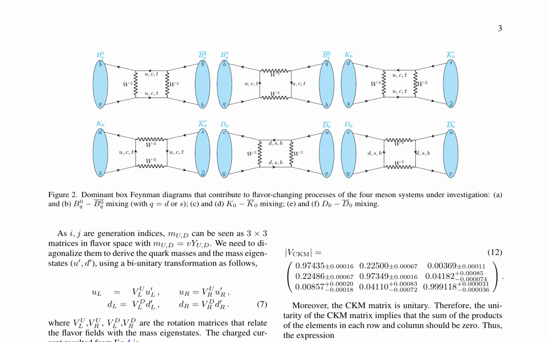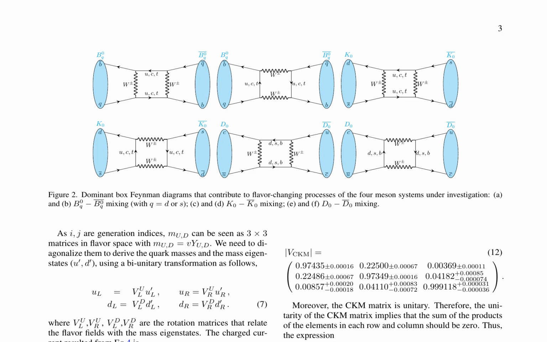In the context of four meson systems, including B0-B0 mixing, K0-K0 mixing, and D0-D0 mixing, the dominant box Feynman diagrams contributing to flavor-changing processes are presented. These diagrams, illustrated in Figure 2, are crucial in understanding the underlying mechanisms of flavor-changing neutral currents, FCNC.